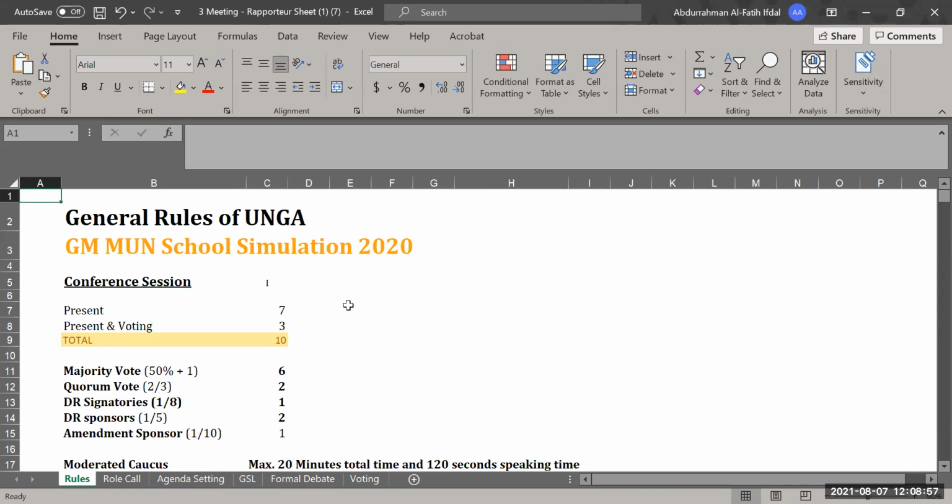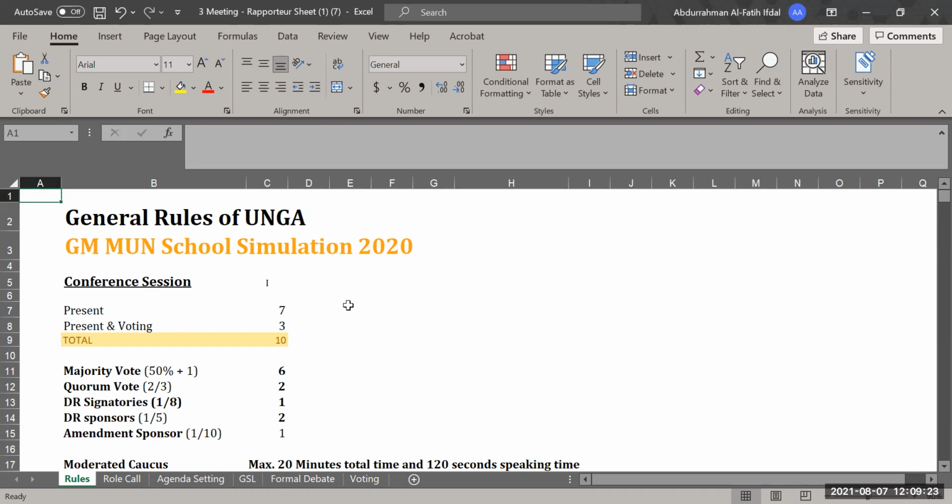Now, in MUN, as we know, it starts with roll call. The function of the roll call is to know how many delegates are present and how many delegates are present and voting. We touched a little bit on that during our first class, the difference between present and voting. I will try to explain again in case one of you might need to better understand the term.